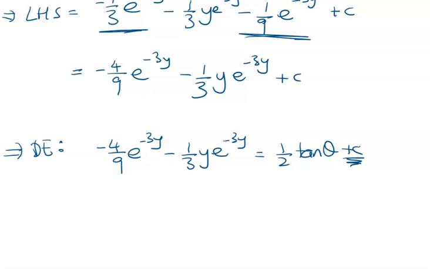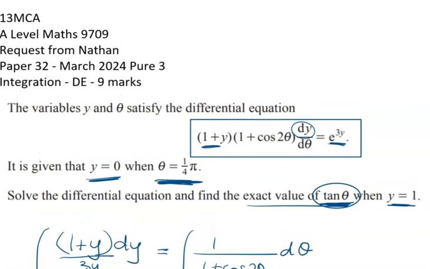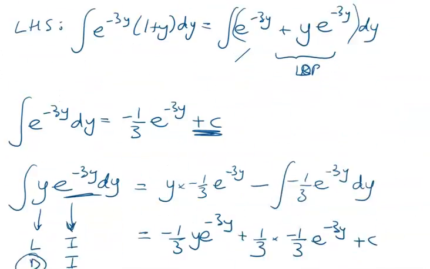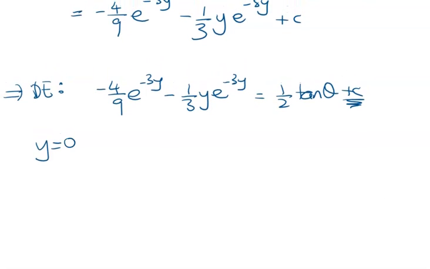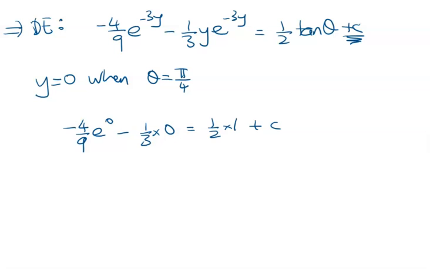We're told, what were we told? That when theta equals pi on 4, y equals 0. So tan of pi on 4 is equal to 1. We have negative 4/9 e to the 0 minus 1/3 times 0 is equal to 1/2 times 1 plus c. That gives me negative 4/9 minus 1/2 is equal to c.